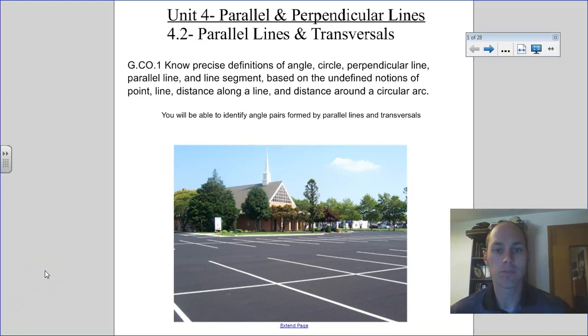Okay, that lesson on proofs was a lot of fun. Let's get now into more about parallel lines. We'll talk about what's known as a transversal. I'll tell you more about that later, but it's going to deal with what would look like this parking lot of lines here.